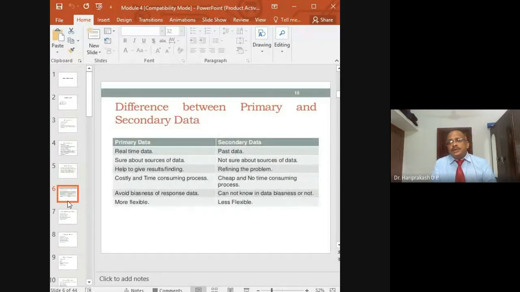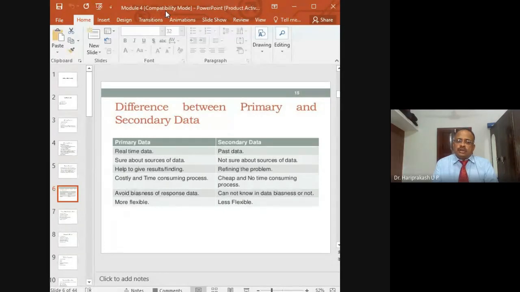So now we have discussed primary and secondary data sources. What is the difference between primary and secondary data? Primary data is real-time data. When you are collecting primary data, it is for that time period; it is the recent data. Whereas secondary data is already collected and becomes past data.